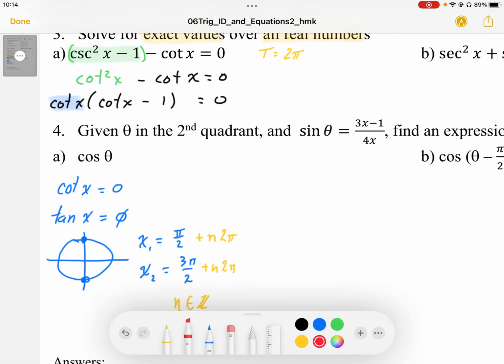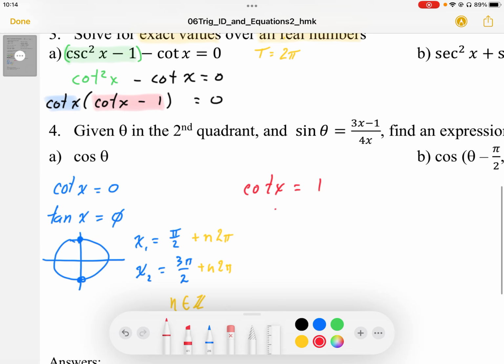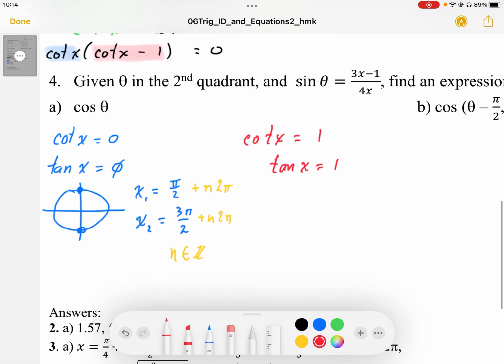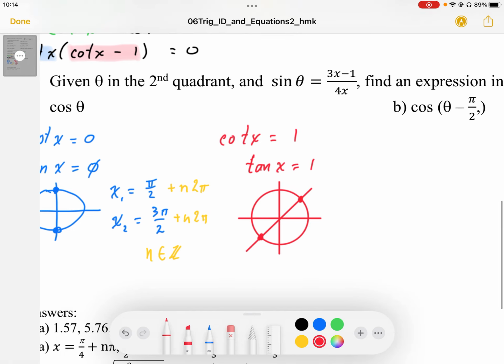We're then going to solve for this part, and we're going to end up with the equation cotan x equals 1. So we're going to convert this to tan. Tan x is equal to 1, and in our circle, we're going to have tan x equal to 1 is where the slope is equal to 1. So it's going to be through that 45-degree line. Okay, so we're going to have solutions at those 2 points.